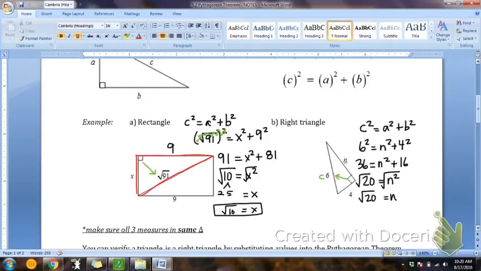Are we just going to leave the square root of 20 alone? What should we do with it? Break it apart, right? So I have a pair of 2's. So I can write this as n equals 2 radical 5. Questions on that?